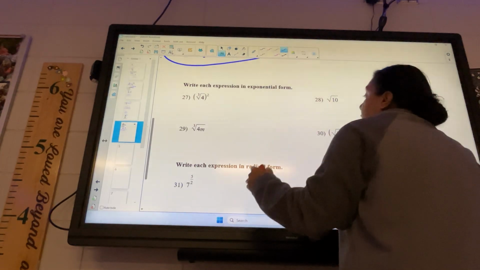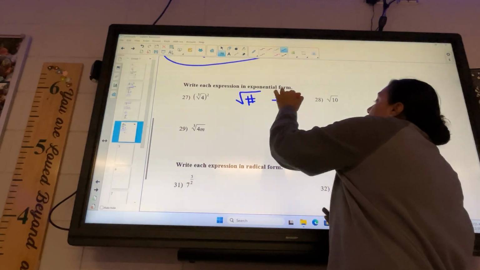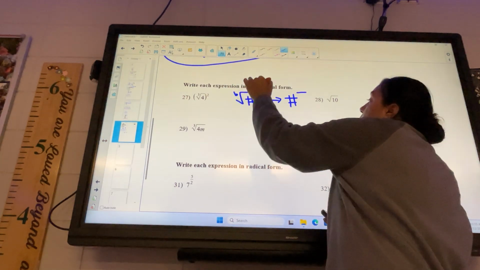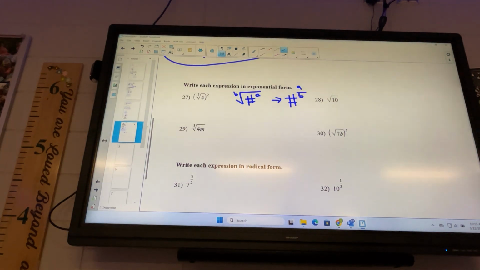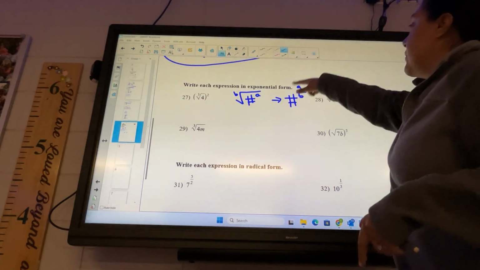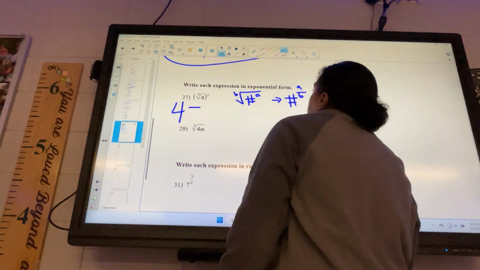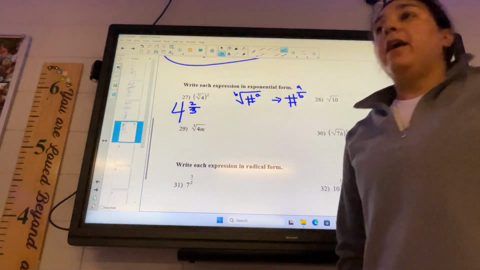27 is going to look like this, so these go from radical form to exponential form. Hold on, because I gotta make sure that's right though. Yeah, that is right. Okay, so that's going from radical form to exponential form. It gave us the radical, we're going to exponential form, so I need to convert it like this. My big number is 4. What's going on top? 2 over 3. Okay, and it should look like a power.